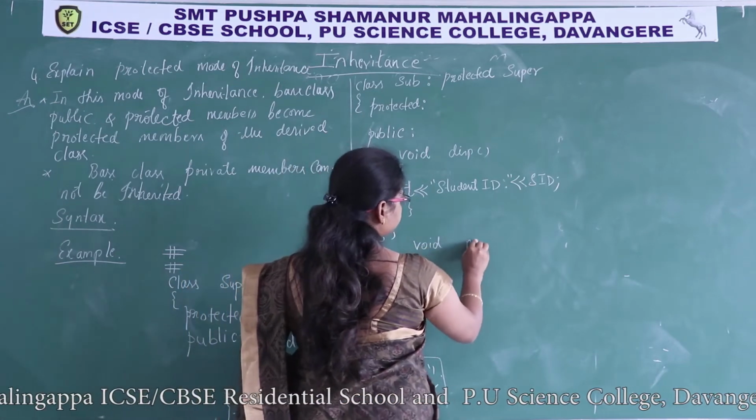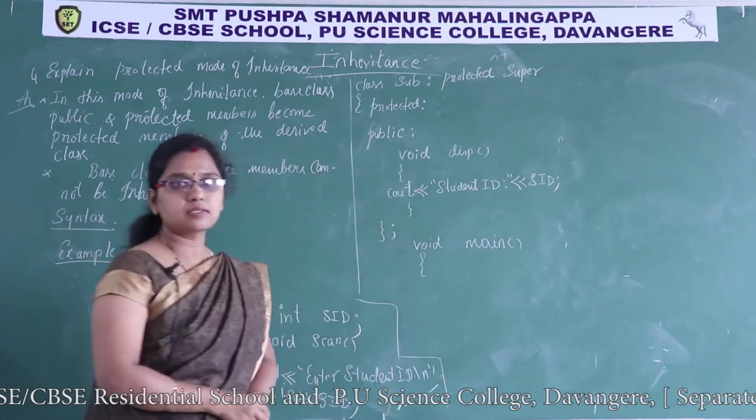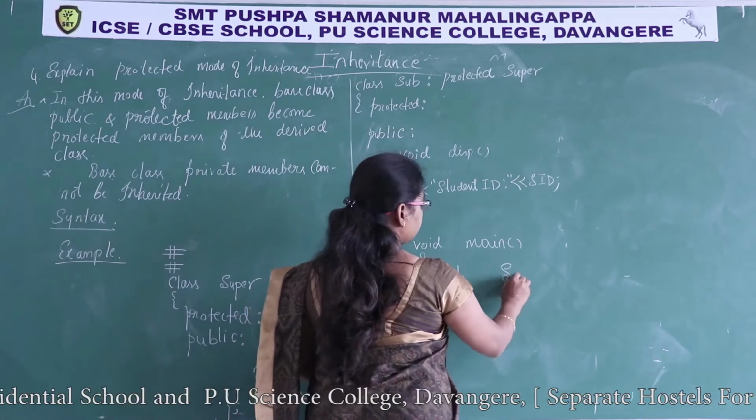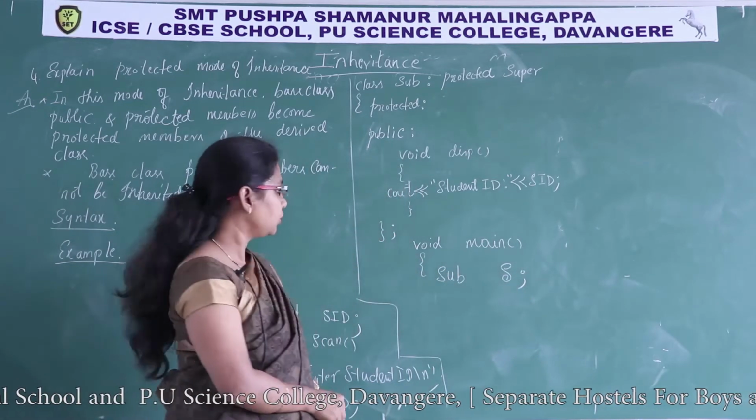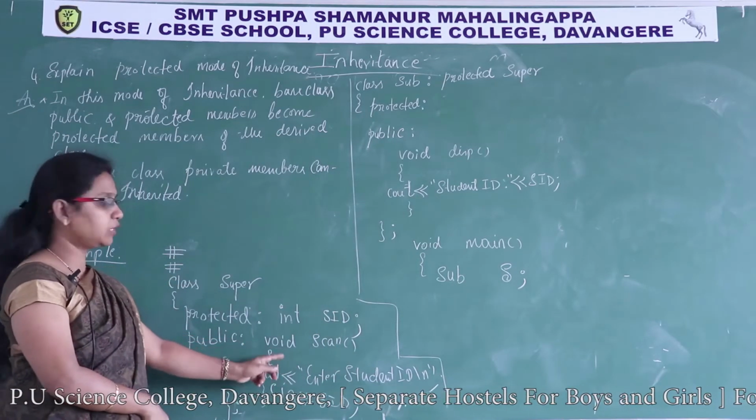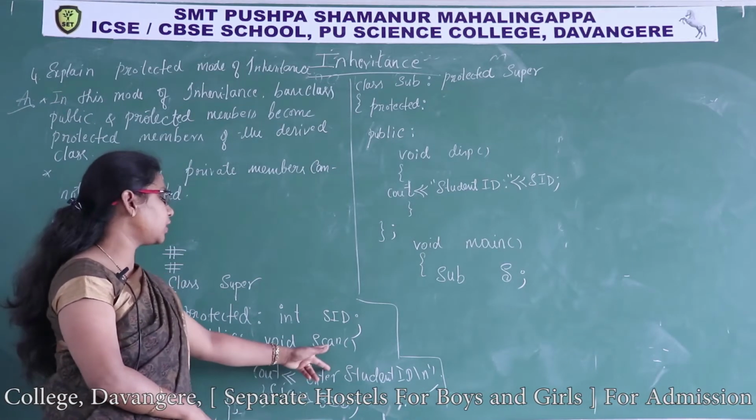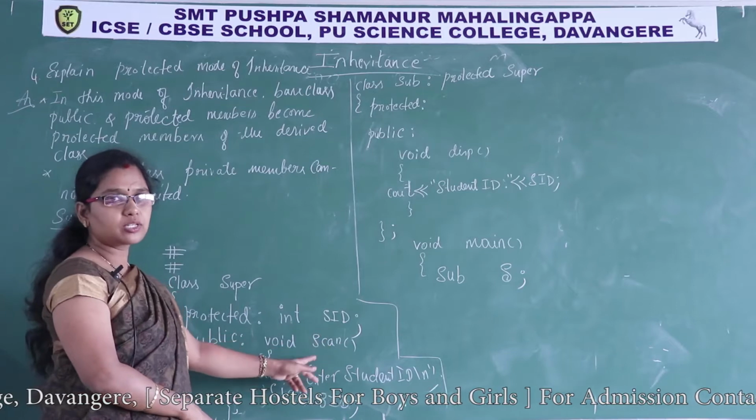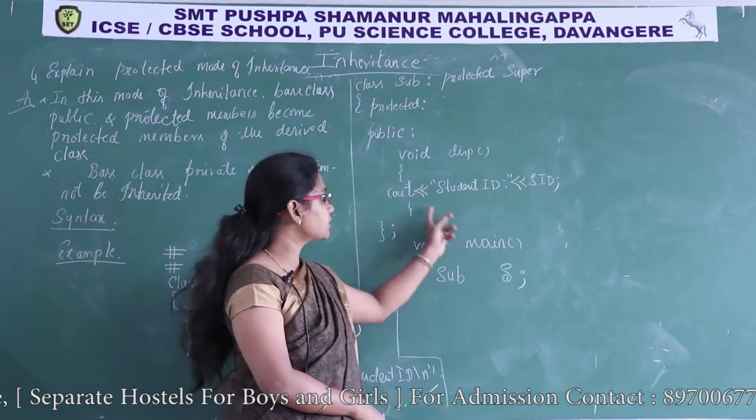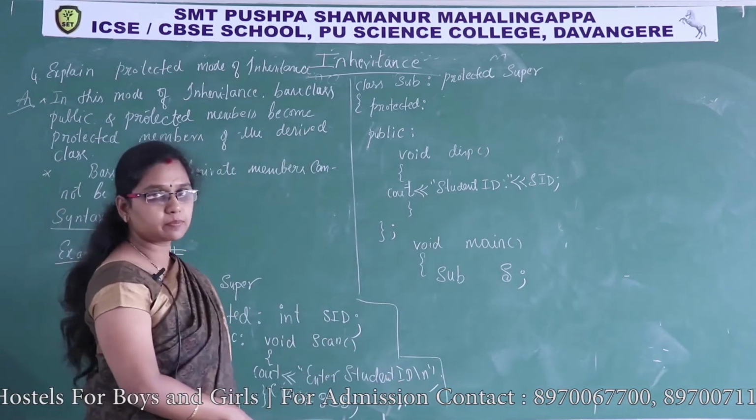Void main. To which class should we create the object? To the derived class. Sub is the derived class. How to create the object? Sub S. Now which function do I have to execute first? Scan function. To get the value from the keyboard, we have written two instructions, and these two instructions belong to the scan function. So I must call the scan function, but I have created the object for the derived class, that is sub. Through the object of the derived class, I have to access the base class member function.